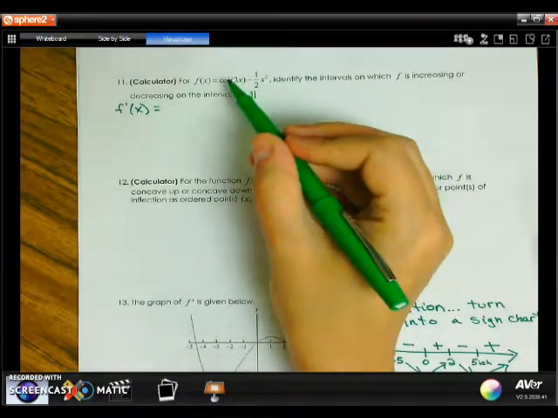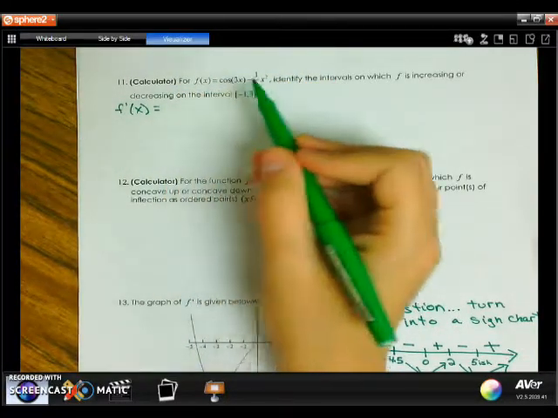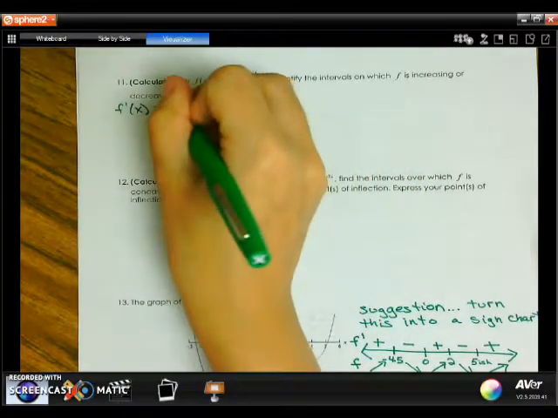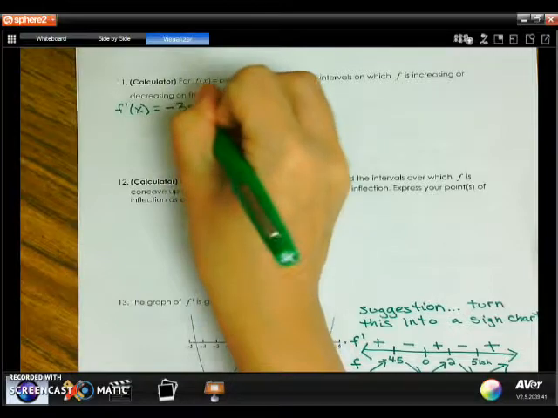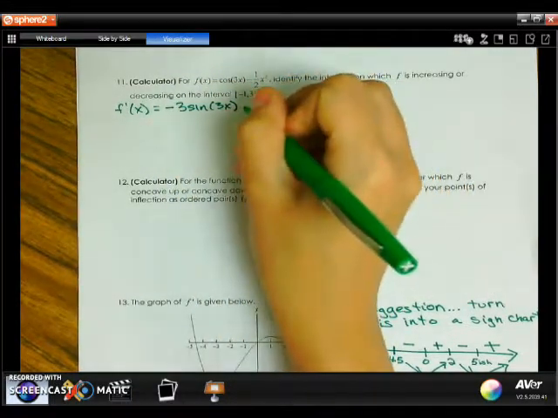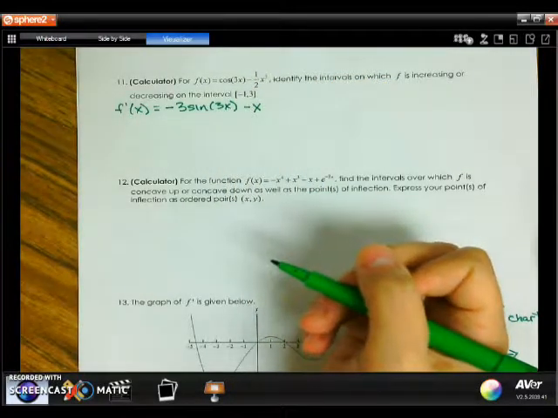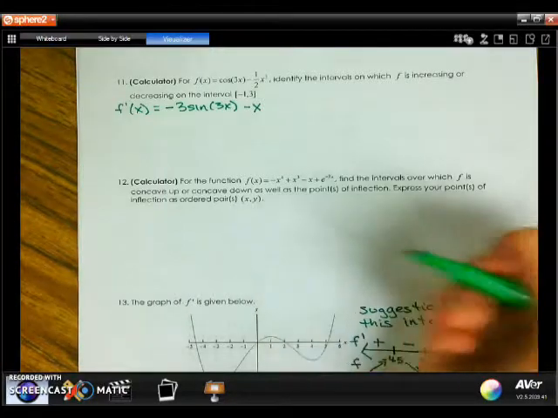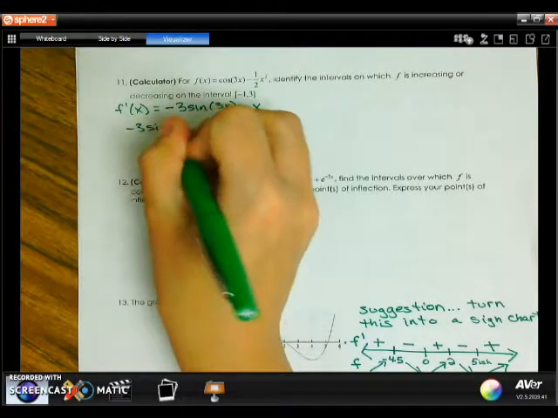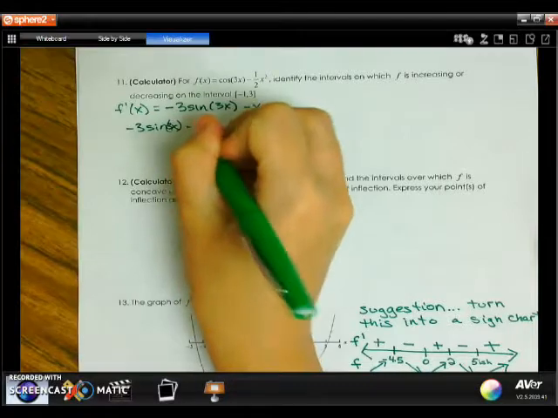The derivative of cosine is negative sine, so it's going to be negative sine of 3x times the derivative of the inside, which is 3. So it'll be negative 3 sine 3x. And then the derivative of this part over here is just a negative x. So my goal is to take that derivative and find where it equals 0 or where it doesn't exist. I don't need to worry about this one not existing. So I'm just going to take this and set it equal to 0.